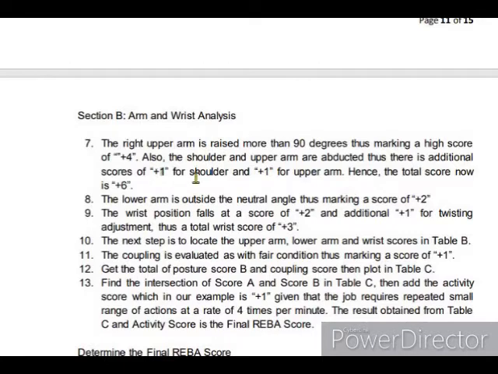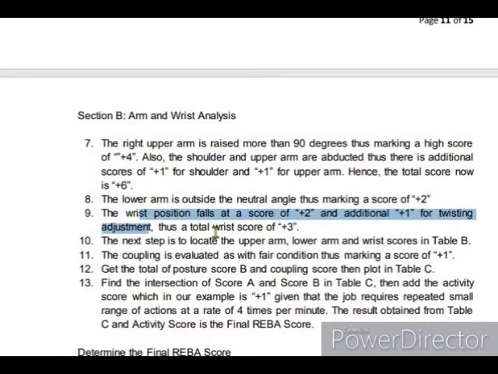Okay? For shoulder and 1 for the upper arm. So, magkahiwalay, guys. Kasi pareho silang by part yun guys na plus. Okay? Abducted sila. So, ang taas guys, plus 6. So, the lower arm is outside the neutral angle, thus making plus 2. So, lower arm, sabihin, outside siya ng neutral angle. So, ibig sabihin ng neutral angle? Dapat naka 90 degrees in reference doon sa katawan, sa center ng katawan.